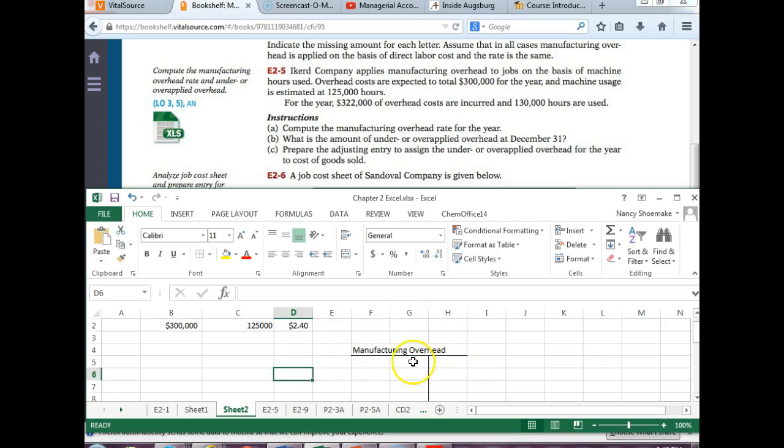So our manufacturing overhead here actually turned out to be 322,000. But what did we apply? We applied 130,000 hours, 130,000 hours times 240 an hour, which turns out to be, what guys? $312,000?